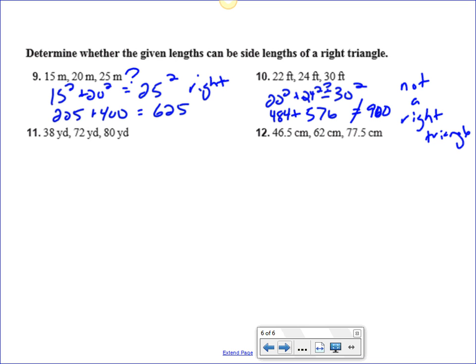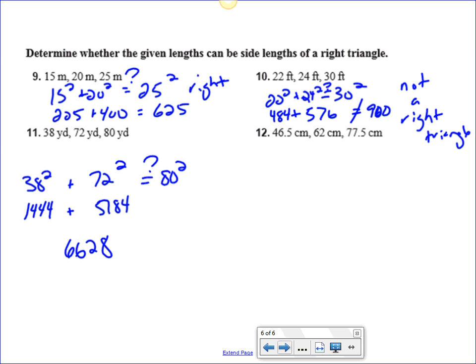Okay, so you test the next two, see if it's true or not. So you should have taken 38 squared and gotten 1,444. You should have gotten 72 squared, which is 5,184. If you add those two together, you get 6,628. And is that equal to 80 squared? And the answer would be no. 80 squared is 6,400, so it's not a right triangle.